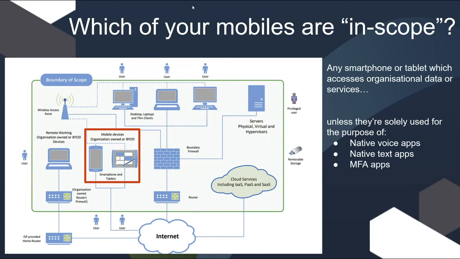The only exception to this rule is if a mobile device is solely used for the purposes of making phone calls via the native phone app, sending texts via the native text app, or providing multi-factor authentication via an authenticator app. If any of those or all of those are the sole purpose for a specific mobile device, then it's actually exempt here, so it's out of scope in those scenarios.